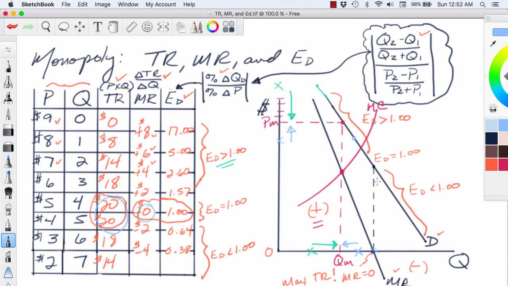So again, understanding the connection between TR, MR, and ED helps us understand some things about how the monopoly behaves. And I think we'll stop here because your eyes are probably already spinning and your head is probably already hurting. So let me give you a break.